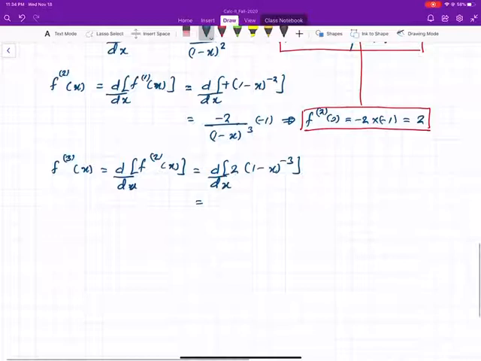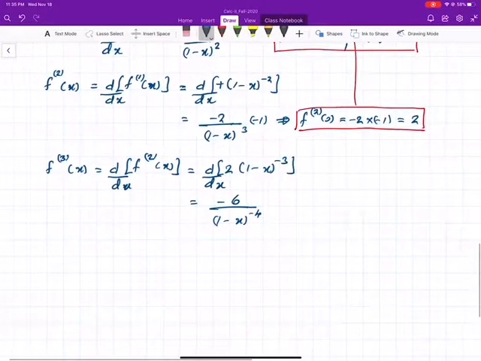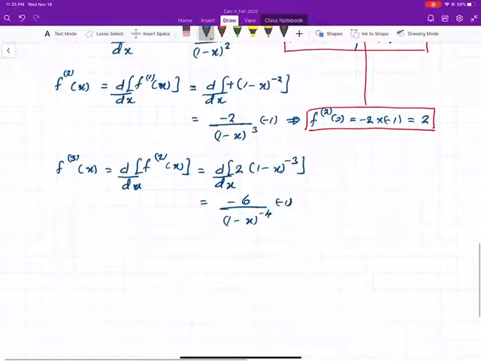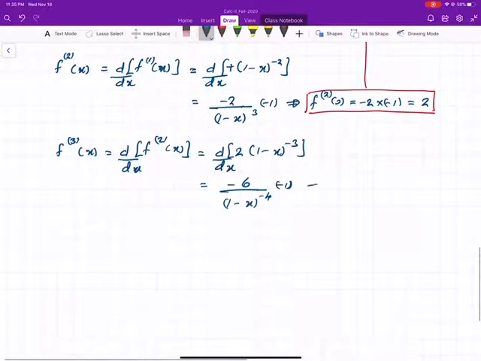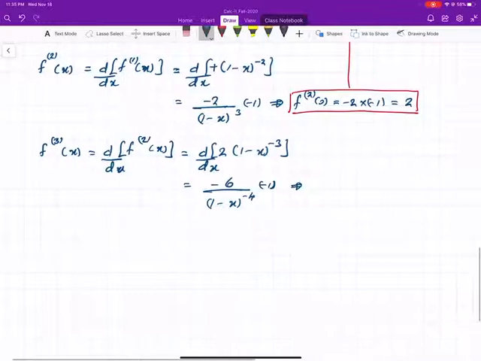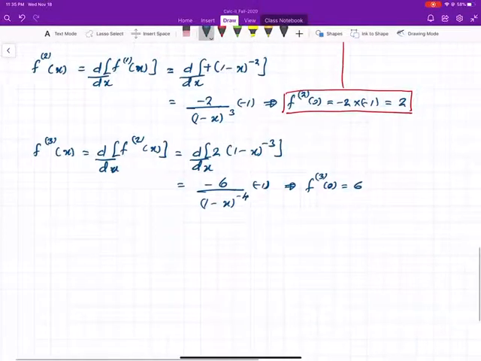The derivative of this one should be minus 2 times 3 is 6, minus 6, 1 over x to the power minus 4, and then the chain rule will give you another minus sign. Then you have to plug x equals 0. So this should be 6. Alright.